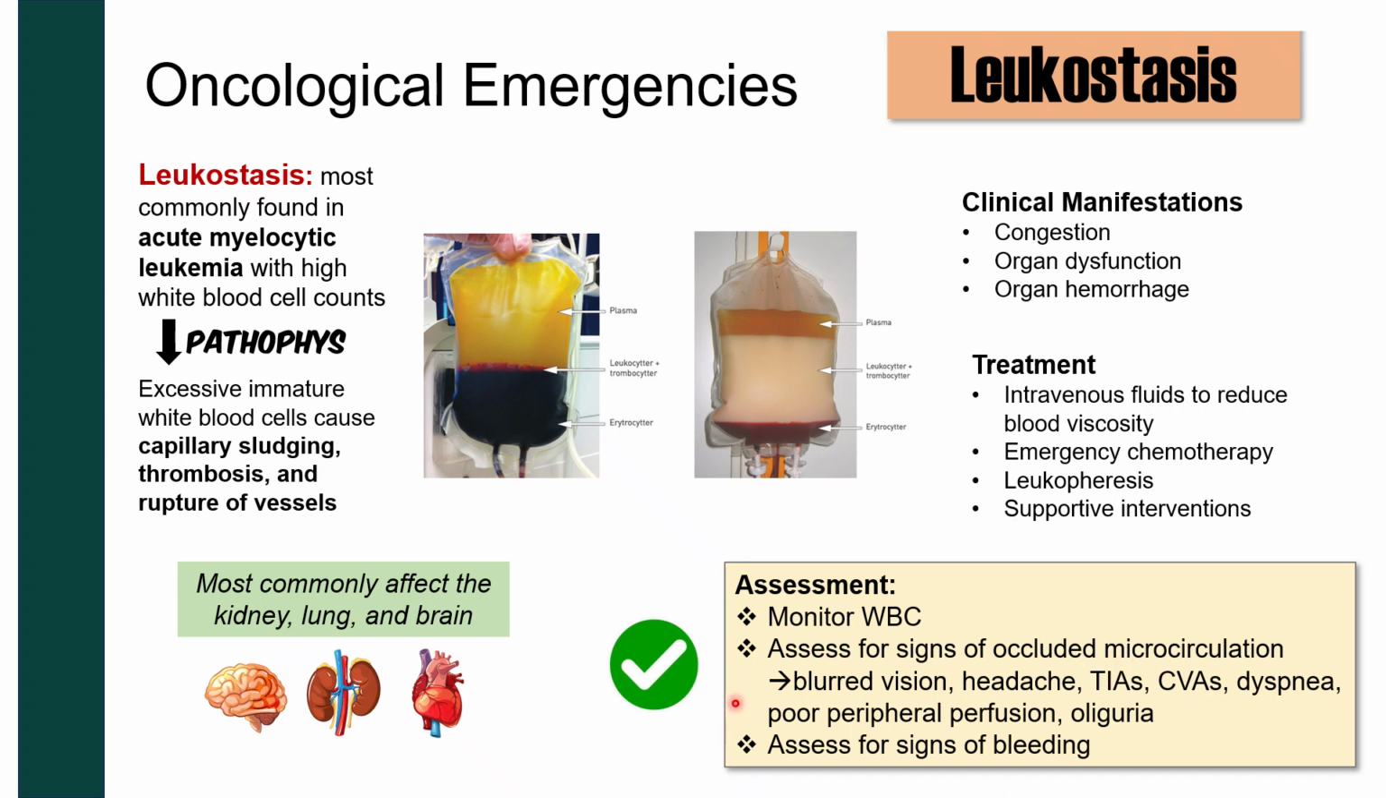So your assessment as a nurse is going to be monitoring that white blood cell count. We're going to look for signs and symptoms in our physical assessment for occluded microcirculation. This can include blurred vision, headaches, TIAs, strokes, shortness of breath, poor peripheral perfusion, and decreased urine output because it could affect our kidneys. We also want to look for signs of bleeding.